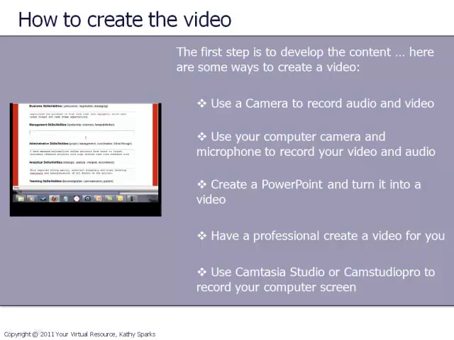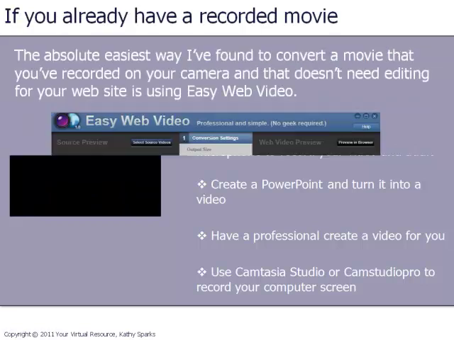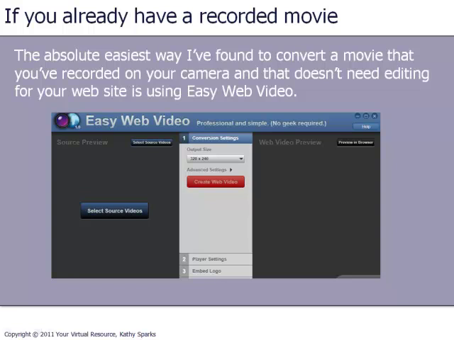The absolute easiest way I found to convert a movie that you've recorded on your camera and that doesn't need editing for your website is Easy Web Video. This is if you already have a recorded video. In Easy Web Video, you just select the video, put it in here, choose some options, and it'll produce a nice little video for you with some control keys and the HTML and all the files you need to put it on your website.